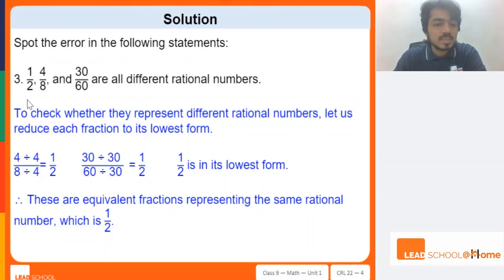Now third statement is 1 by 2, 4 by 8 and 30 by 60 are all different rational numbers. What is the error in this statement? So if we simplify all these, we get them as 1 by 2, right? These all are equivalent fractions. So if they are equivalent fractions, they represent the same rational number, not different rational numbers. So this is the error in this statement.